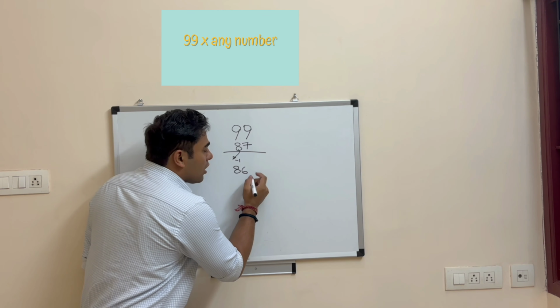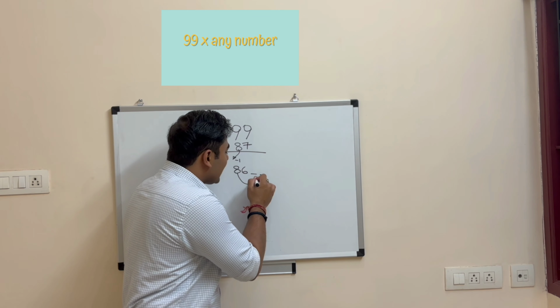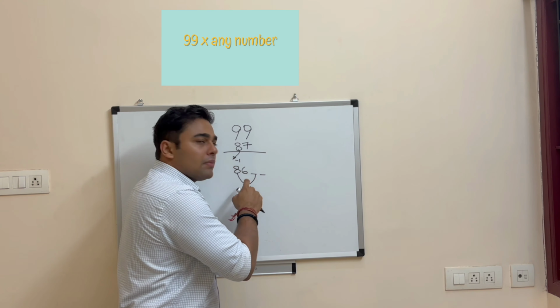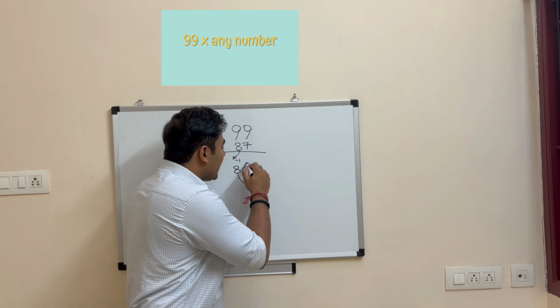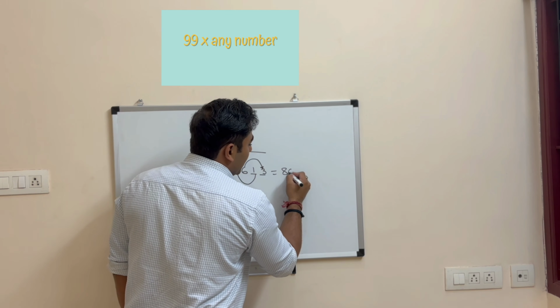Now you will mark 2 blank spaces ahead. Now you have to make the first and third sum 9, and the second and fourth sum 9. So what should I add in this place to make it 9? It should be 1. And what should I put here to make it 9? It should be 3. So the answer is 8613, right?